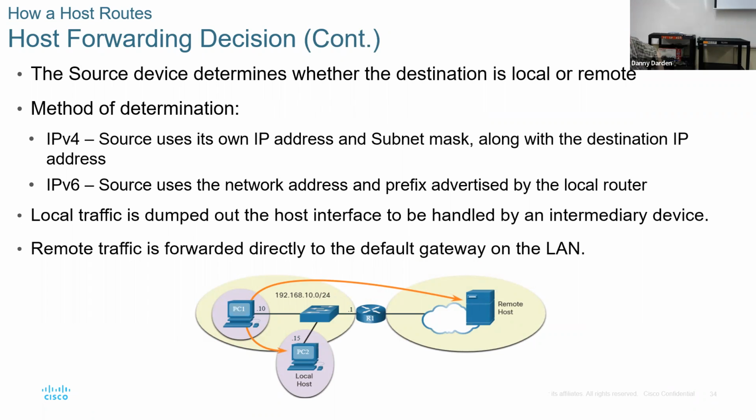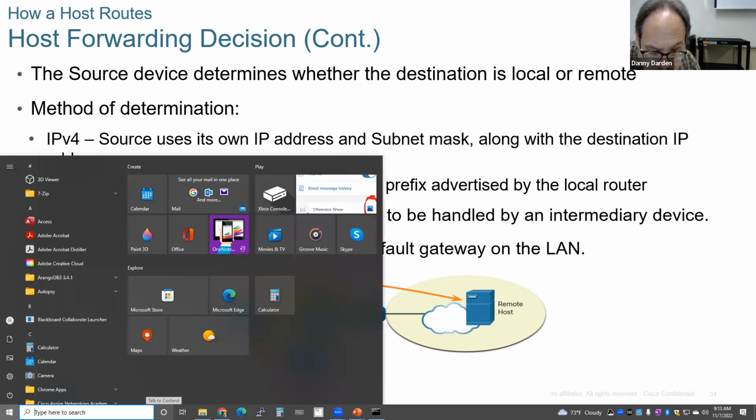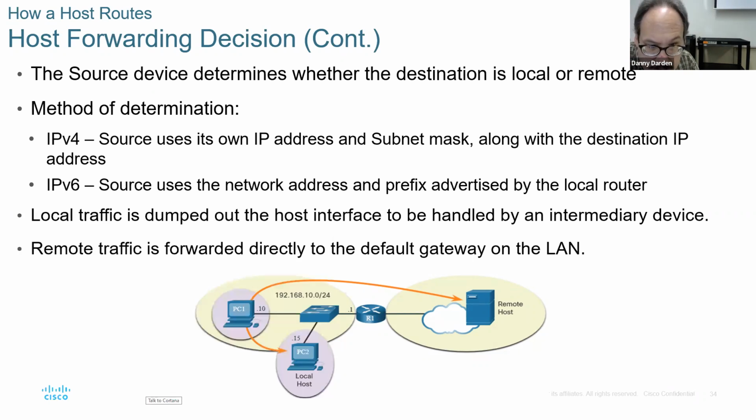The source device determines whether the destination is local or remote. So it's my source that determines whether the destination is local or remote. If I have a packet that originates right here at PC2, and I am sending a packet, we'll just make another notepad.